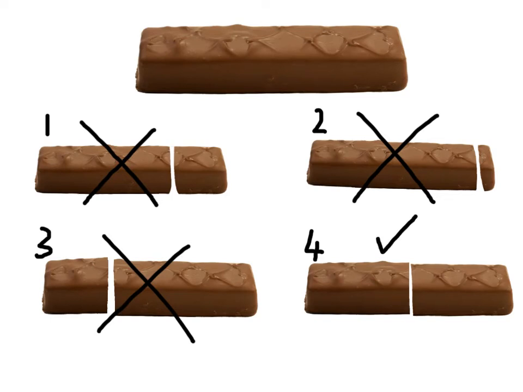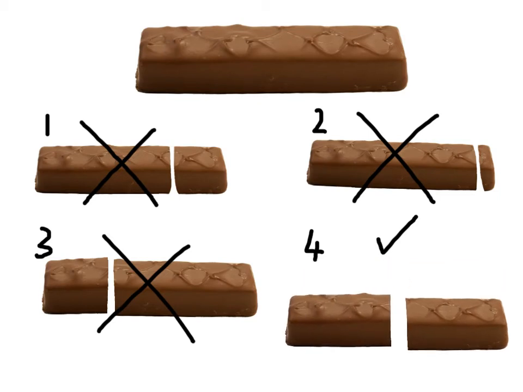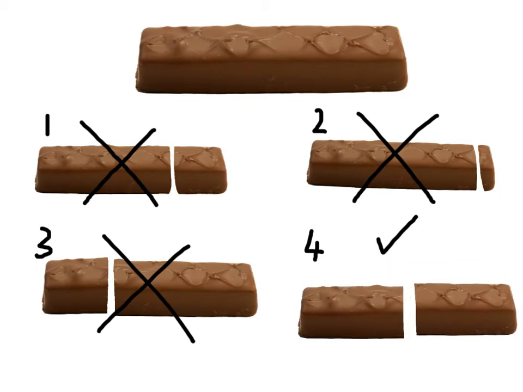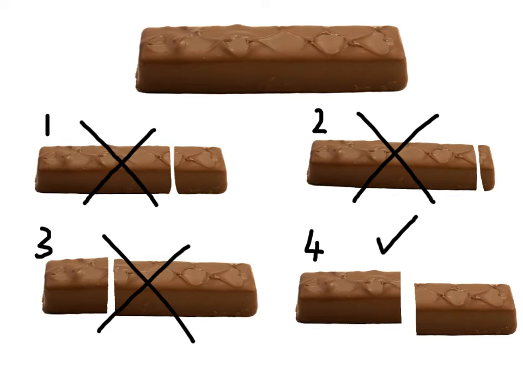That chocolate bar has been cut into 2 equally sized pieces. Remember, one of those pieces is showing 1/2. I'm going to circle that just to remind us. So this piece here is showing 1/2 of the chocolate bar.